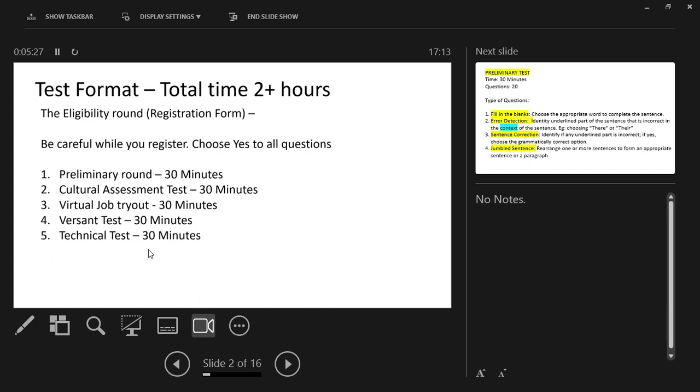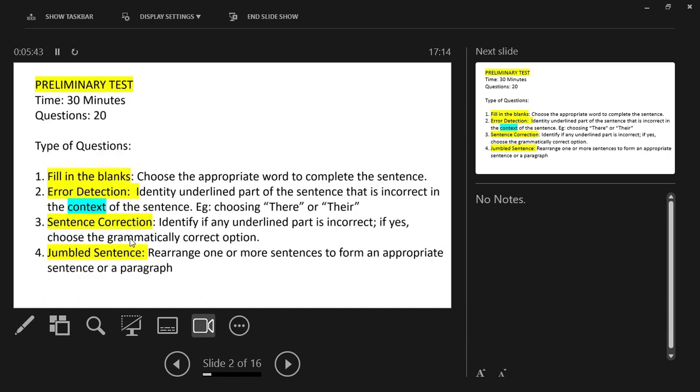If the requirement is for a non-technical voice process, then you will not have this technical test. Only when you have a technical voice process will you have a technical test. Okay, let us proceed further.